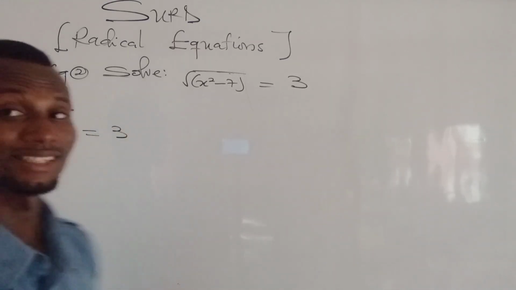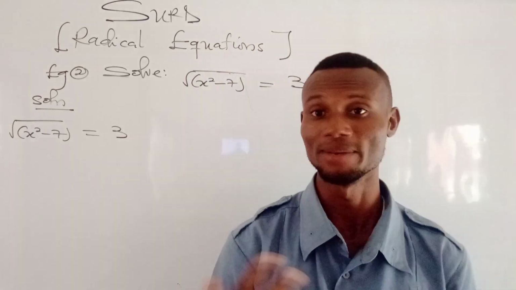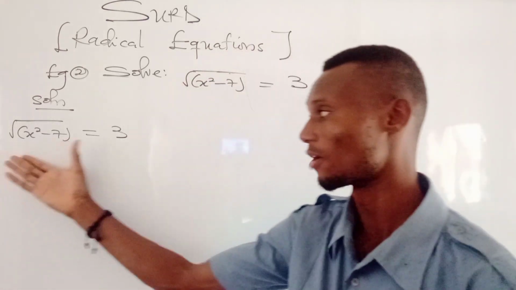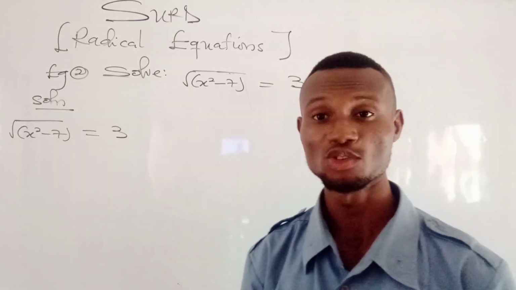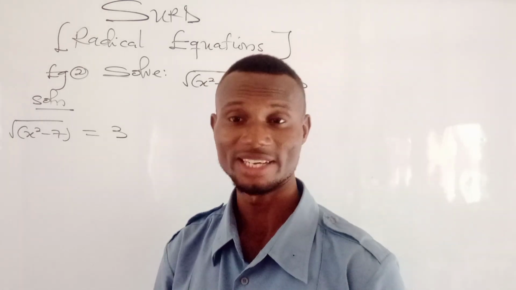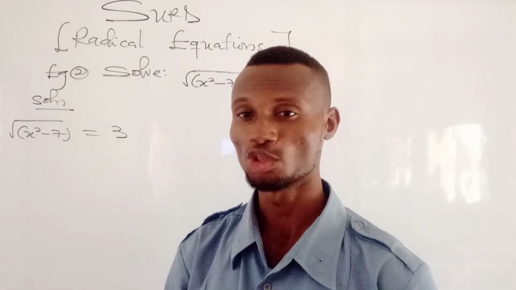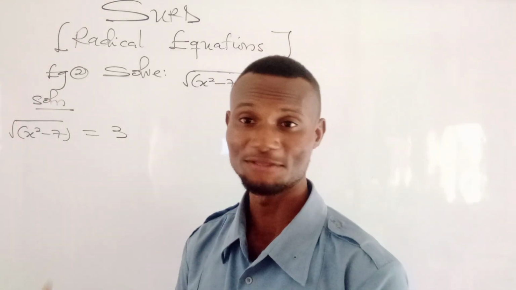So this is a radical equation. A radical equation simply means an equation containing a square root sign. We have to solve for s in this equation. I've explained from the first video that anytime you have an equation that contains a square root sign, the first thing to do is to try to eliminate the square root sign, so that it becomes easy for you to solve.